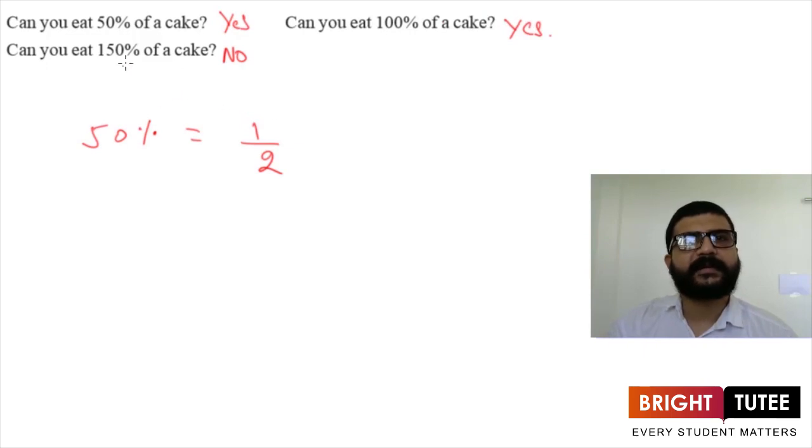So it means a percentage that is more than 100% doesn't make sense every time. It depends upon the condition where it will make sense. Now let's consider one more example.